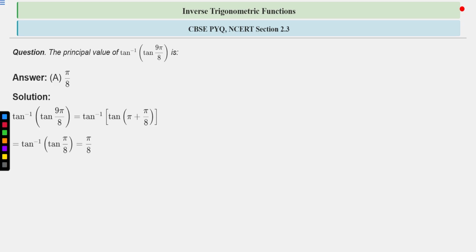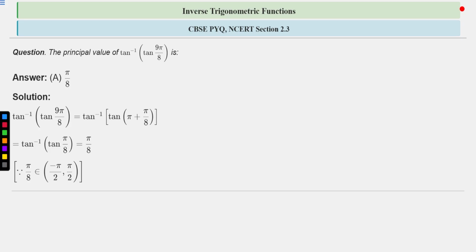We can write 9 pi by 8 as pi plus pi by 8. Clear? Therefore, we can write it as tan inverse tan pi by 8, right? Because we know that tan of pi plus theta is equal to tan theta, right? Tan of pi plus theta is basically equal to tan theta, because in third quadrant, tan theta is positive, right? Therefore, tan of pi plus theta is basically tan theta. Therefore, we can write it as tan inverse tan pi by 8, right? Which is equal to pi by 8.